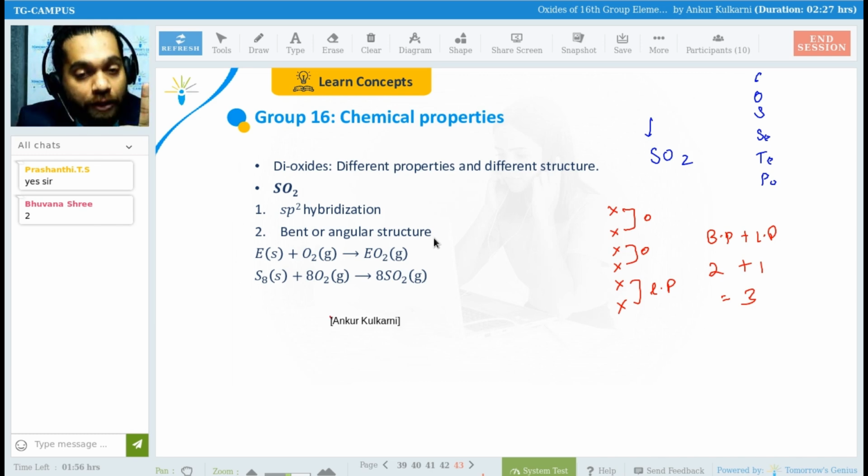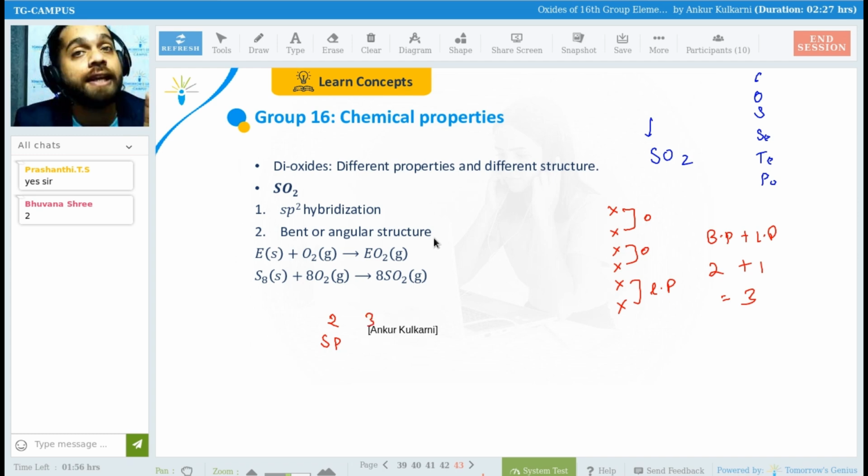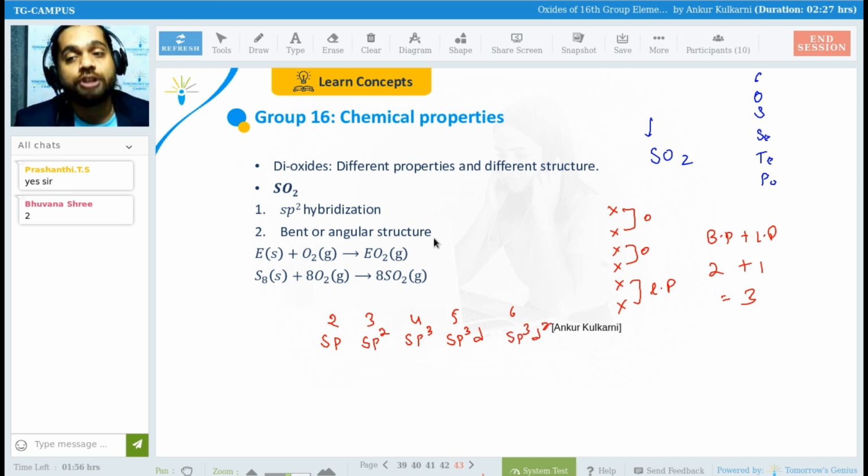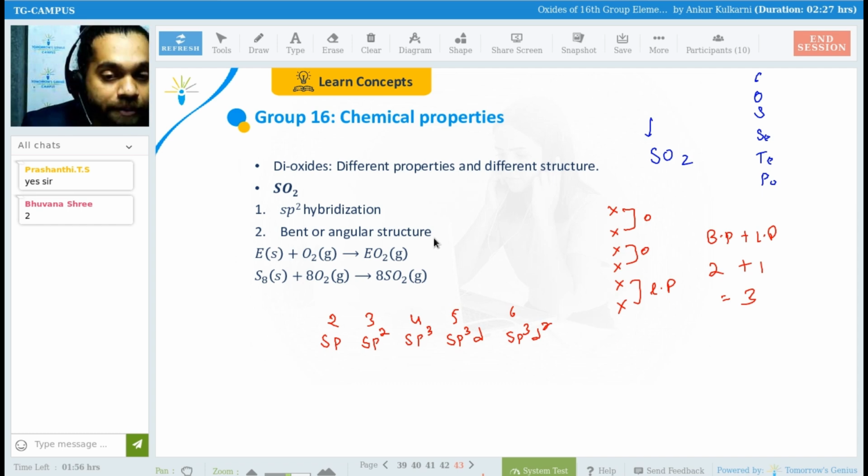If the number was 2, it would have been 1 S, 1 P. If the number is 3, it will be S, then 2 P are left, so sp2. If the number is 4, it will be sp3. So P is over after that. If the number is 5, it will be sp3d. I hope everyone is getting it. If the number is 6, it will be sp3d2. So what is the hybridization over here, everyone? The number is 3. The hybridization is sp2.